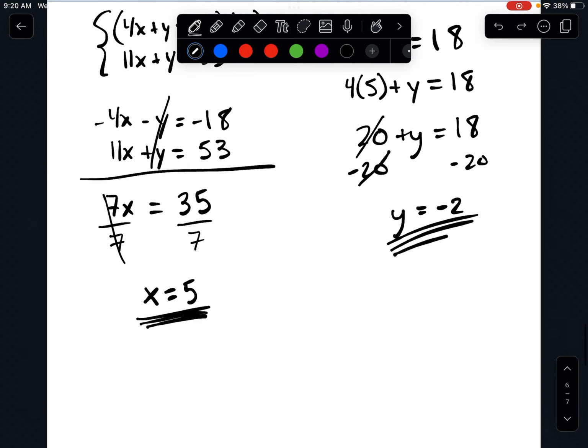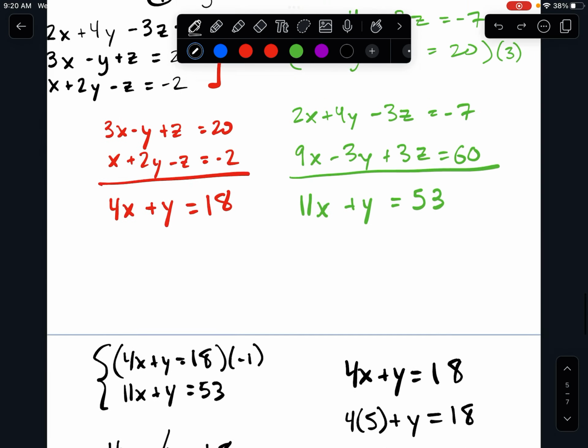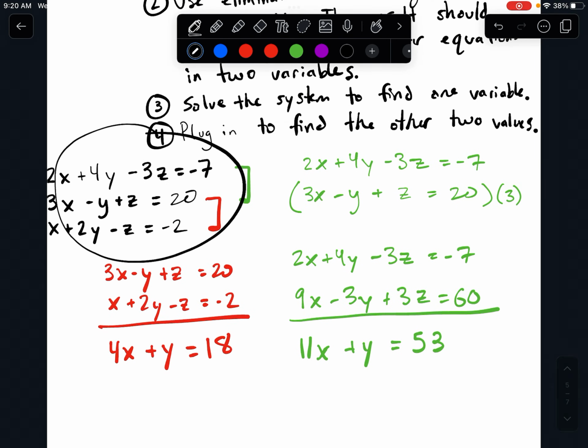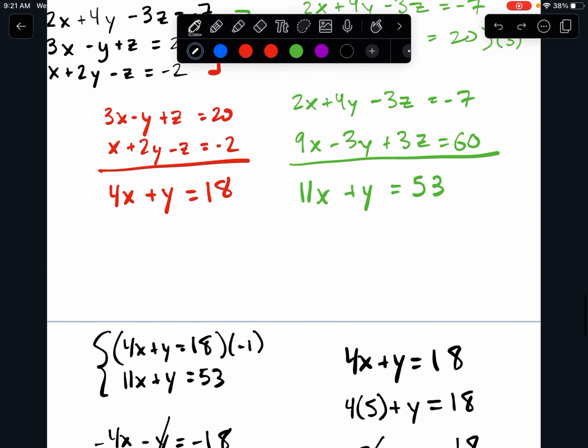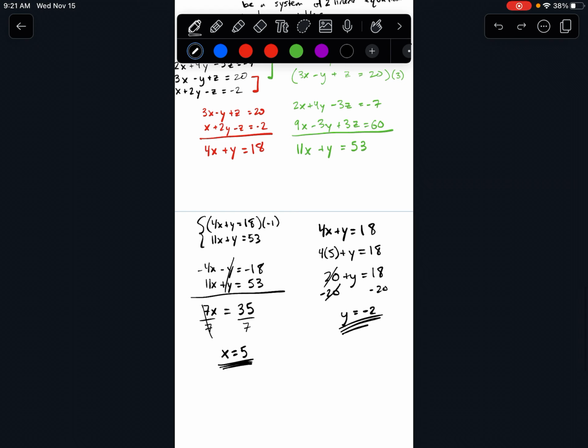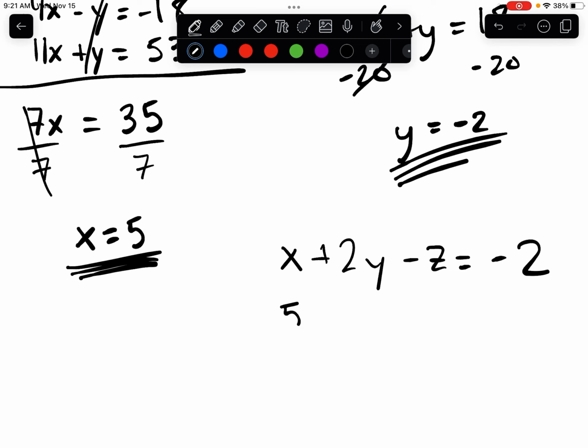And again, if we go back up here, that is what we expect our answer to be. So now that I know that x is equal to 5 and y is equal to negative 2, I can take any one of my 3 initial equations and I can plug in 5 for x and I can plug in negative 2 for y. So I'm going to take the last equation that we have. My last equation was x plus 2y minus z equals negative 2. I'm just pulling from that last equation that we had. And I'm going to replace the x with a 5 and we're going to replace the y with a -2.